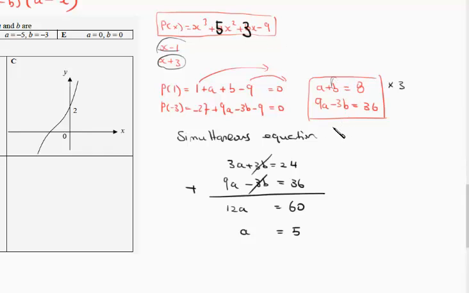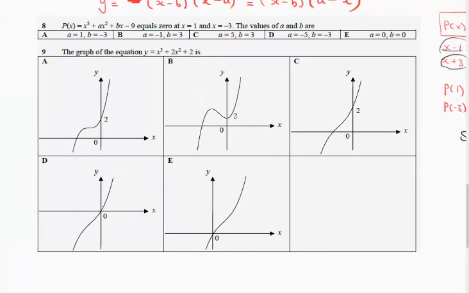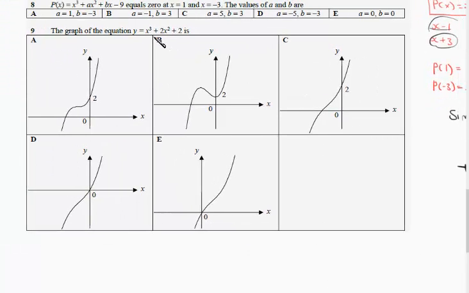Any question, guys, for this one? If not, I'll move on. Let's try this one, question 9. What is the graph of this cubic equation?